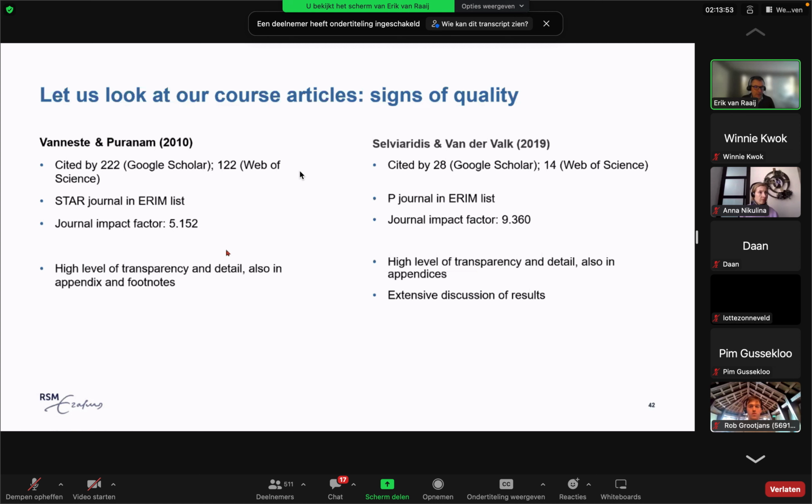Also a high level of transparency and detail. And what I also like is that they have quite an extensive part on robustness checks. So they do their analysis, then they check how robust it is for different ways of operationalizing their variables. And they also give alternative explanations for the findings. You won't see that in many journals, but since this is such a high quality journal, they've probably asked the authors, could you also please discuss alternative explanations?